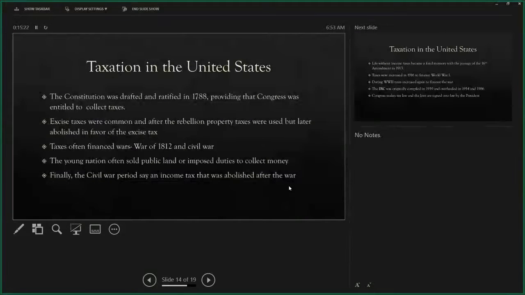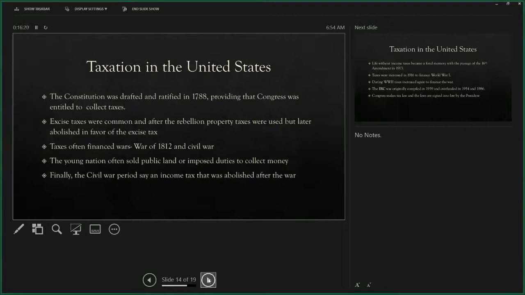One of the things we don't think about, but is absolutely true, is that taxes often financed wars, the War of 1812 and the Civil War, very common. At that point, we didn't have income taxes. We had to finance these wars, and we raised money with taxes. Also, the young nation often sold public land or imposed duties to collect money. So we did have public land, and we could sell it to get money. But way back then, we did not have an income tax until the Civil War period. We had an income tax, but it was abolished after the Civil War.